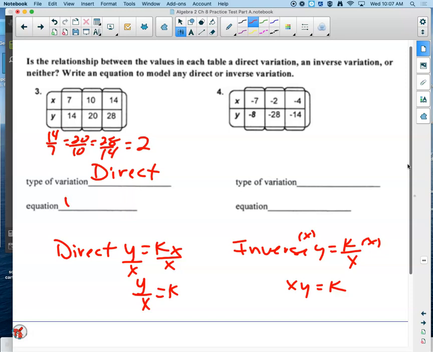Yep, and then you can kind of double check. I mean, if you're saying that's the formula that's going to work, when you put a 7 in, you better get 14. Put a 10 in, you get 20. Put a 14 in, and you get 28. And it does. All right, same thing for number 4, please. Inverse? Emma, was that you? Okay, Emma, what told you this was inverse?